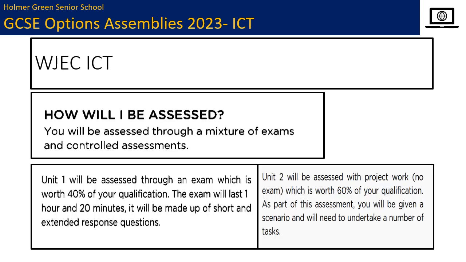You will be assessed. So Unit 1 is an exam. It's 40% of the qualification. It's an hour and 20-minute exam, which you will learn all of the stuff for during your lessons. Unit 2 is assessed with project work, so it's like coursework, which is 60%.